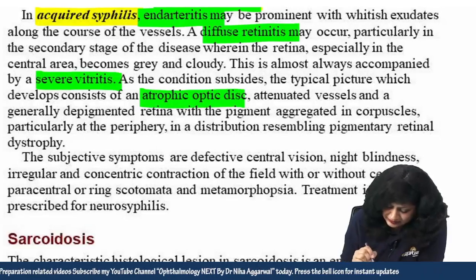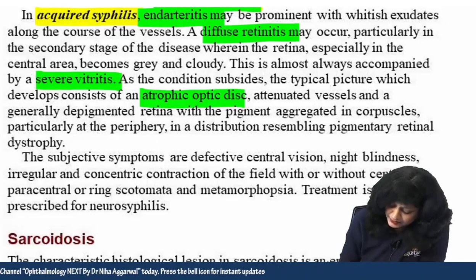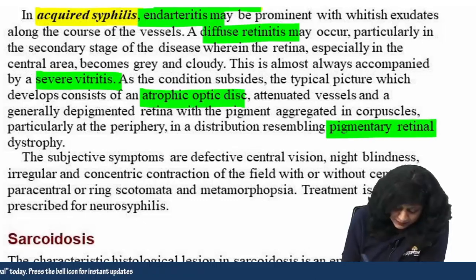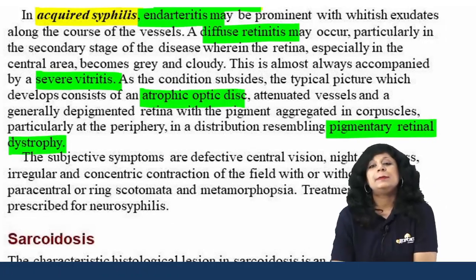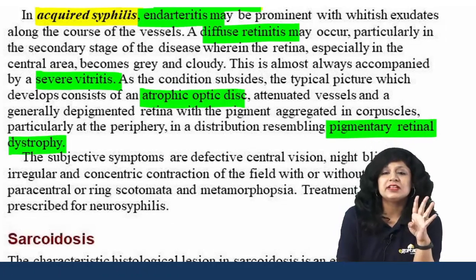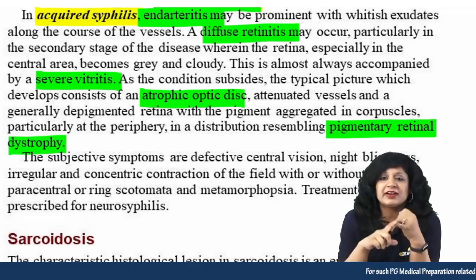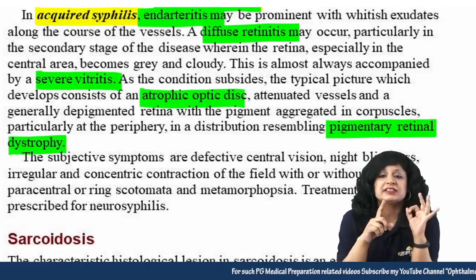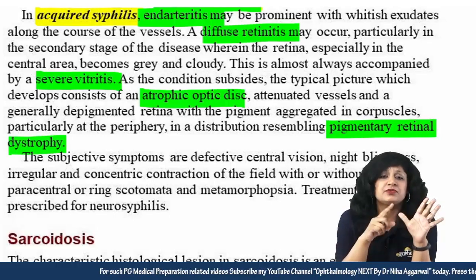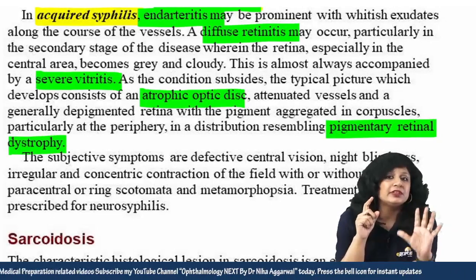So we will have pigmentary corpuscles resembling pigmentary retinal dystrophy. So if you learn in this way, there are certain things which will strike you that this could be a case of acquired syphilis. We can have endarteritis, diffuse retinitis, severe vitritis, atrophic optic disc, pigmentary retinal dystrophy. All this could be found in acquired syphilis.